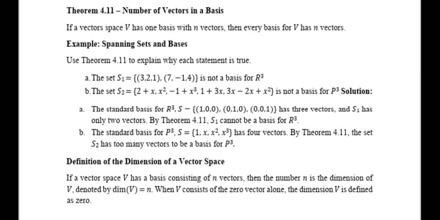Definition of the dimension of a vector space. If a vector space V has a basis consisting of n vectors, then the number n is the dimension of V, denoted by dim(V) = n. When V consists of the 0 vector alone, the dimension of V is defined as 0.